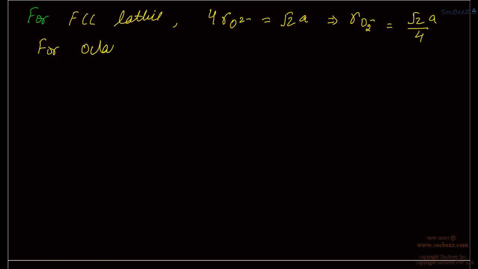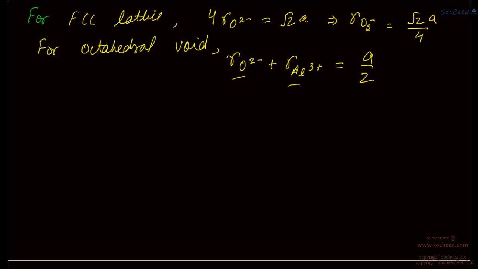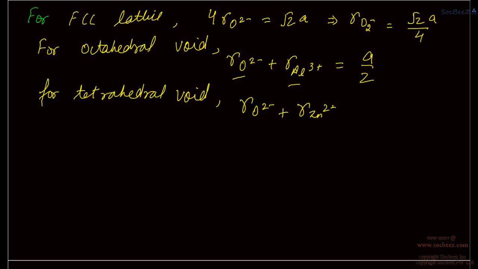Now for octahedral voids, since R_H, that is radius of host plus radius of foreign atom, equals a by 2, we had discussed it a few times before. So therefore R O2 negative plus R Al3 positive equals a by 2. This is the host atom and this is the foreign atom. And for tetrahedral voids, R O2 negative plus R Zn2 positive equals root 3 a by 4.